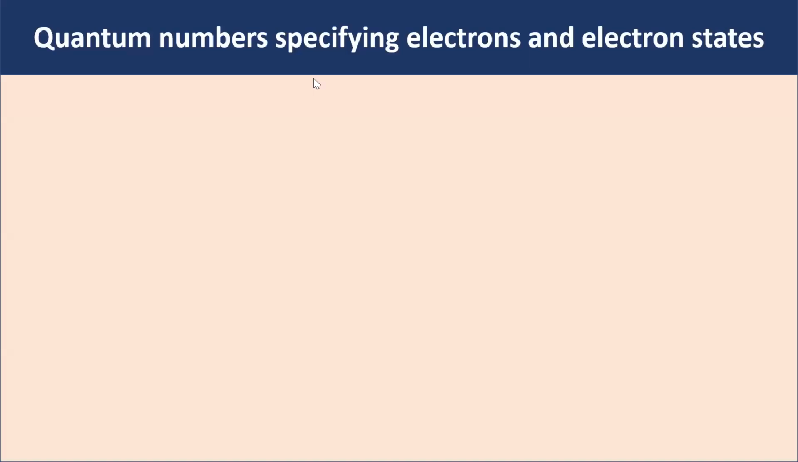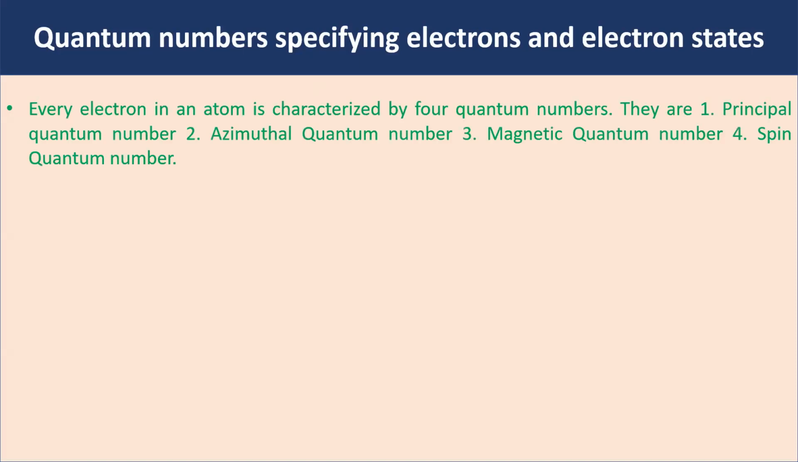Hello and welcome to the lecture on quantum numbers, which specify electrons and electron states in an atom. So, every electron in an atom is characterized by four quantum numbers: the principal quantum number, azimuthal quantum number, magnetic quantum number, and spin quantum number.